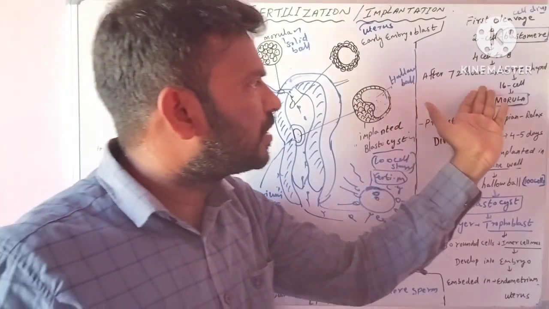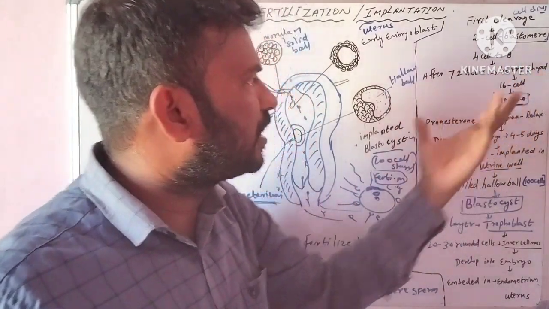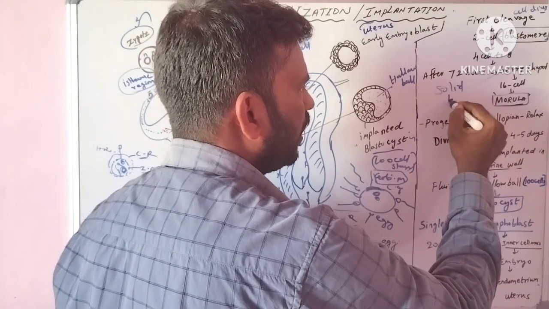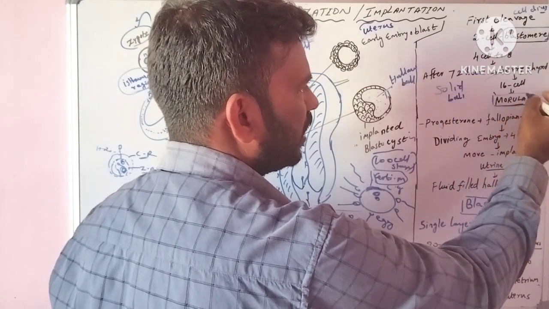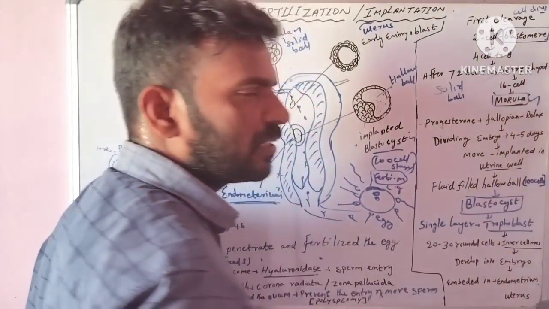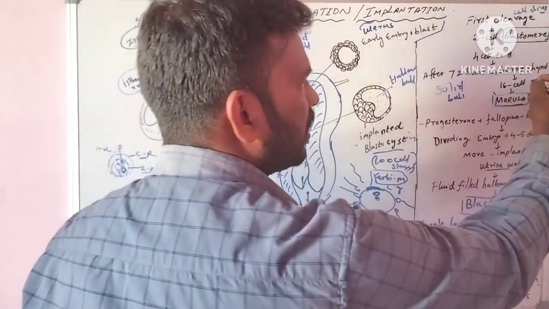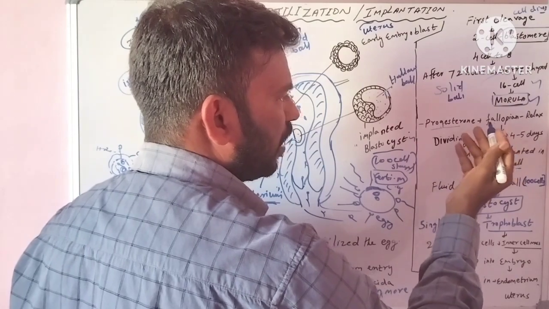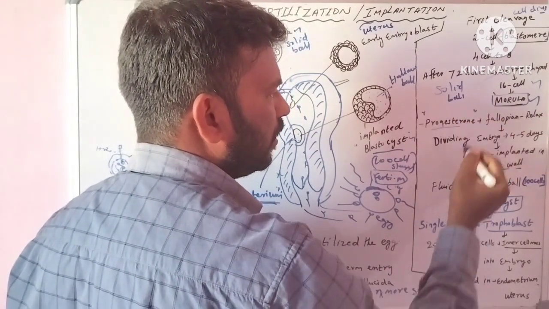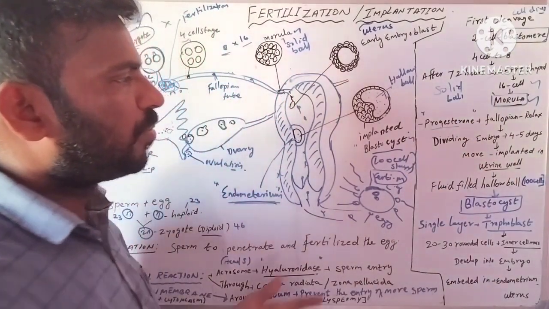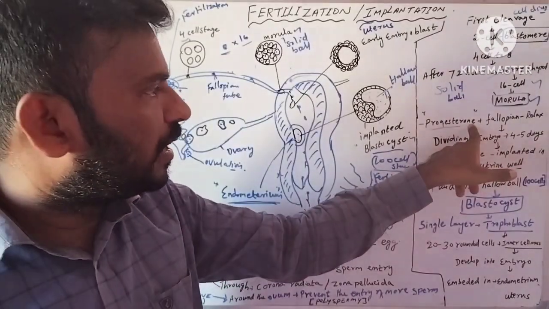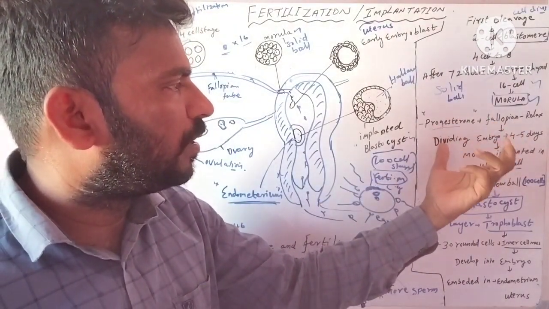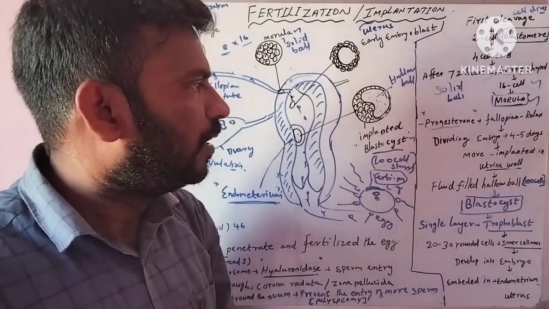After 72 hours, a berry shaped, solid ball like structure will be formed, that is called morula. It is a 16 cell stage. At that time the hormone progesterone is released from the corpus luteum. This hormone is used to relax the fallopian tube muscles.